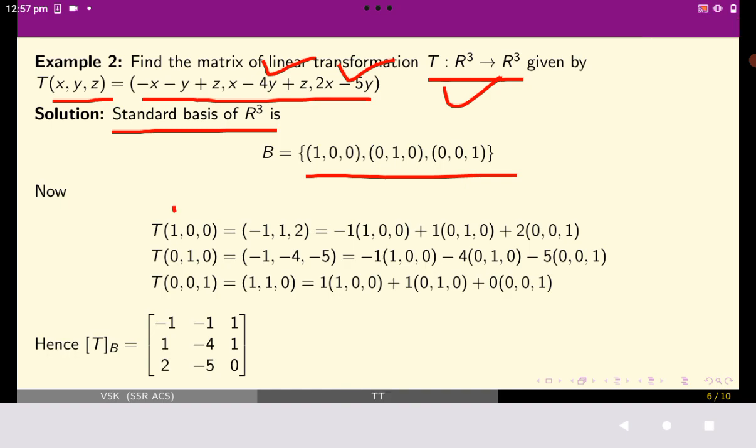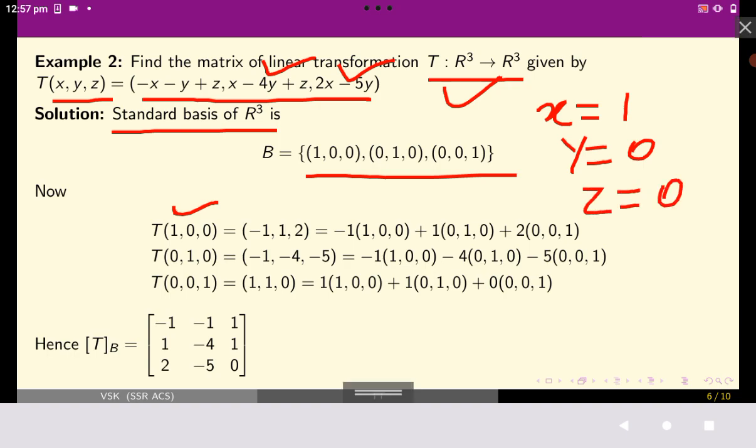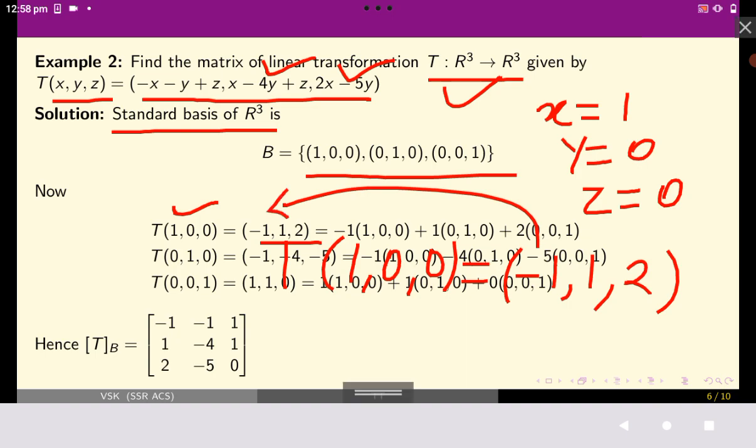So let us take the first vector, T(1, 0, 0). Here the value of X is 1, the value of Y is 0, and the value of Z is 0. So what will be the image of T(1, 0, 0)? According to this definition, wherever X is coming, it will become minus 1. Here it will become 1, and Y and Z are 0, and the third coordinate will become 2. So simply this is (minus 1, 1, 2), which is written over here.